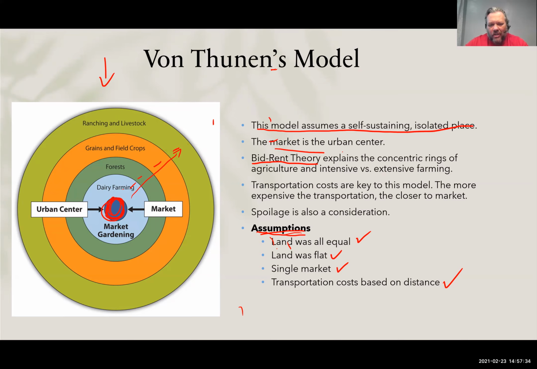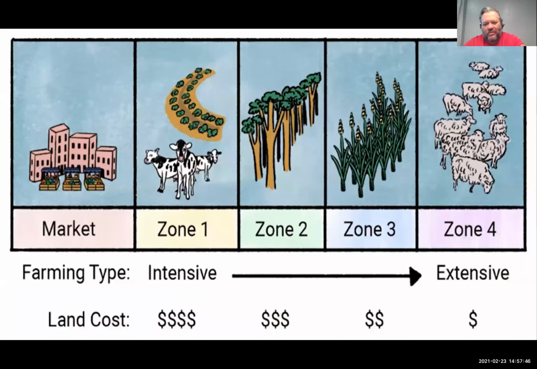It assumes that the market is the urban center. Bid rent theory, we talked about that. Transportation costs are key to understanding the model. All right. And spoilage is also another key to understanding the model. And so that's kind of where we're going here. So let's take a look.